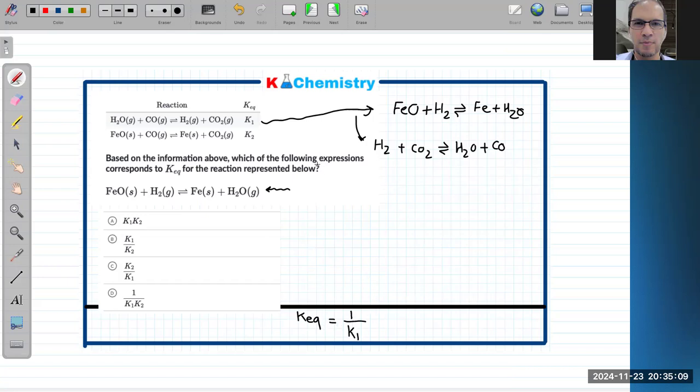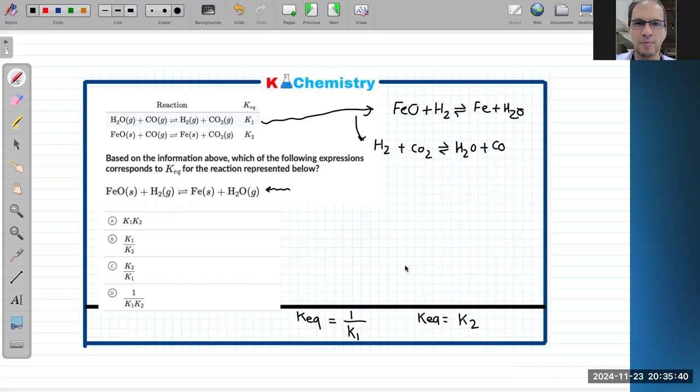Okay, let's see the second equation. Yazid, I have FeO and CO and Fe and CO2. Do I need to make any changes, Yazid? Well, it is okay. No need to make any changes. So I will say that the K equilibrium for the final equation will be equal to K2 directly. I don't need to make any modifications.